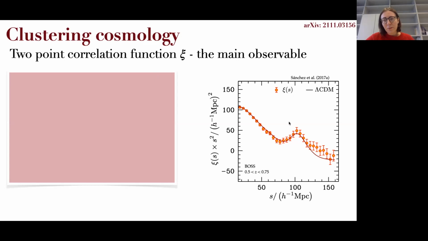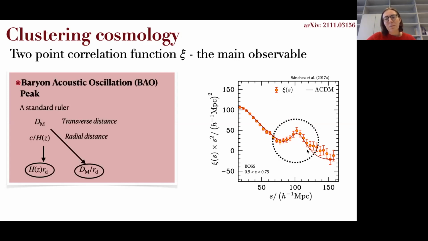And this is the main observable. You can see what it looks like here. It represents the excess probability of finding galaxy pairs separated by a certain distance. And immediately you will note this feature, the baryon acoustic oscillation peak.